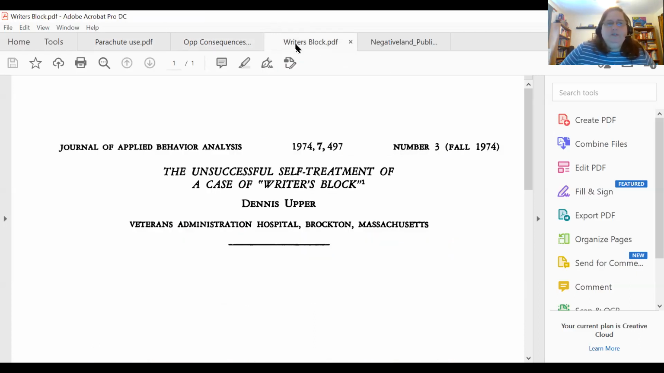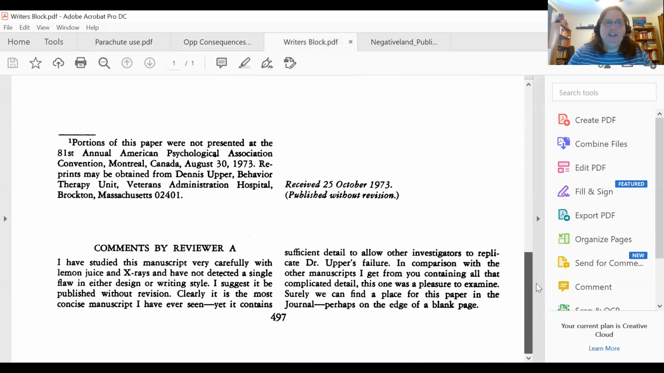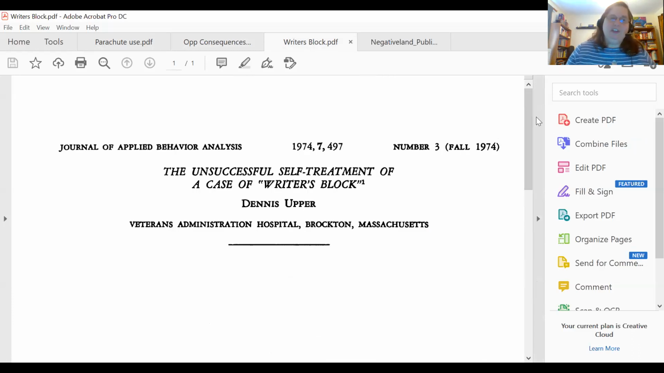So here's another fun one for you. "The Unsuccessful Self-Treatment of a Case of Writer's Block." And we all run into this problem. So this is my way of encouraging you not to leave things for the last moment, because sometimes you just run into writer's block, right? And you want to have time to get past that. As you can see, this article is entirely blank, because they had writer's block. Okay, last one.